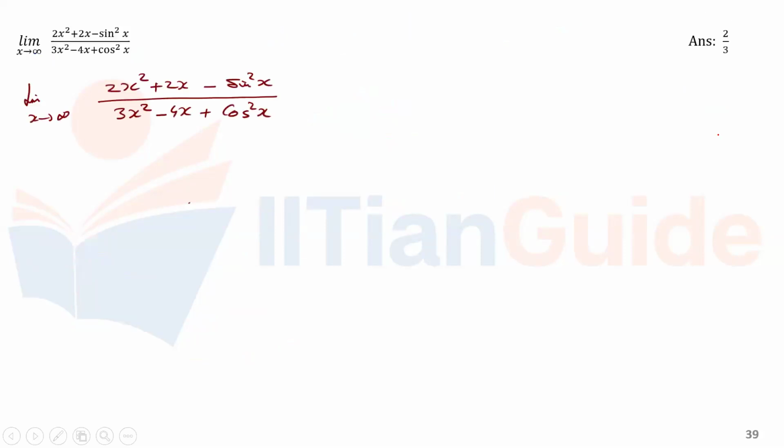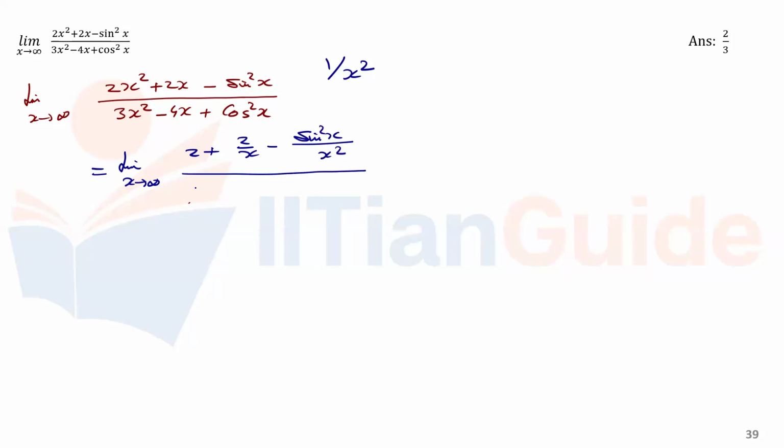I am going to use that result here in this question. So what I do, I will divide with x or x square. Okay, so I will get 2 limit x tending to infinity, 2 plus 2 by x minus sin square x divided by cos square by x square. The same thing here, 3 minus 4 by x. After that, cos square x divided by x.